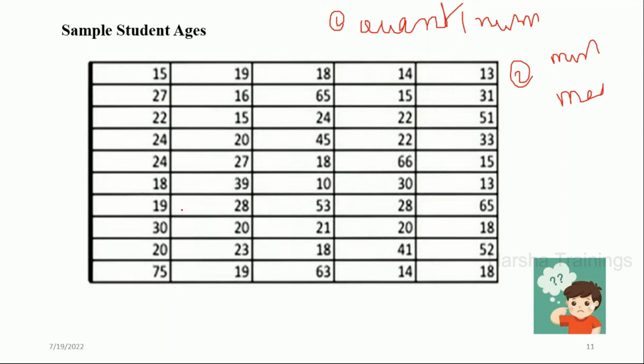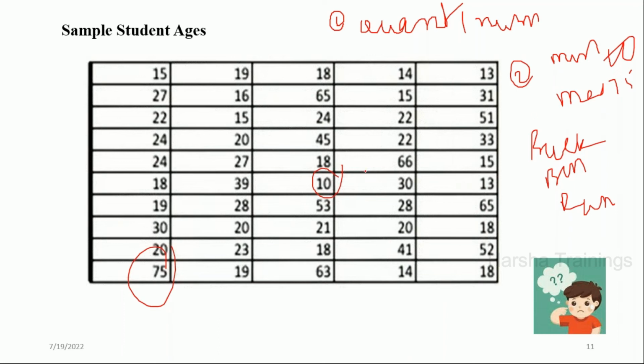The minimum value is 10, and the maximum value here is 75. Now from this, what we have to do is convert this data into buckets. Buckets or bins are also called ranges. Range means maximum minus minimum value. Now here it is 10 to 75.